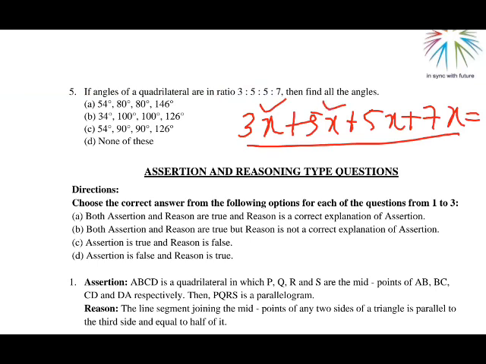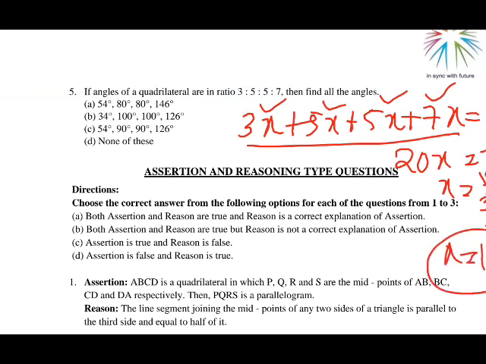3 plus 5 plus 5 plus 7. What is the answer, beta? 10, 17, 20. 20x is equal to 360. What is x now? 360 over 20. Zero, zero cancels out. 2 times 18 is 36, and 18 times... x is equal to 18 degree. Is it 18? Did you find it out? Yes. If it is 18, then 3 times 18.